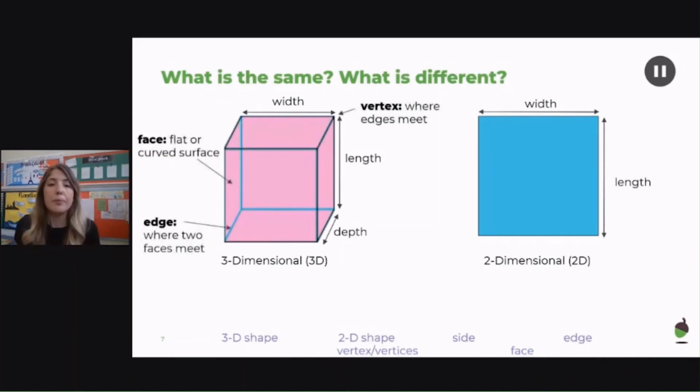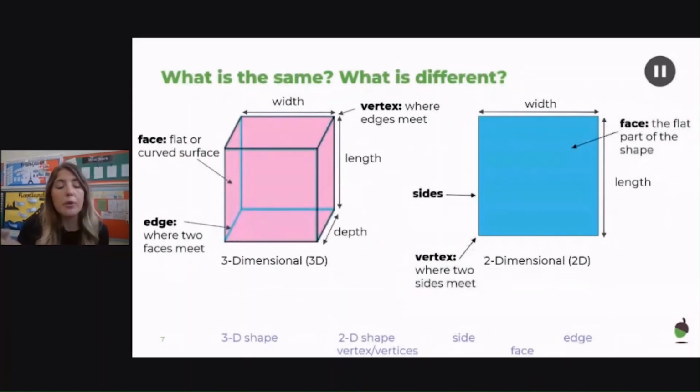And then you may have labelled it so you know that they both have vertices, they both have faces, although the 2D shape has one face, but then the 3D shape has the edges, whereas the 2D shape has the sides. And you may have then talked about the number of things, so the square has one face, whereas the cube has 1, 2, 3, 4, 5, 6 faces. And then you may have looked at the vertices. The square has 4 vertices, the cube has 1, 2, 3, 4, 5, 6, 7, 8 vertices.